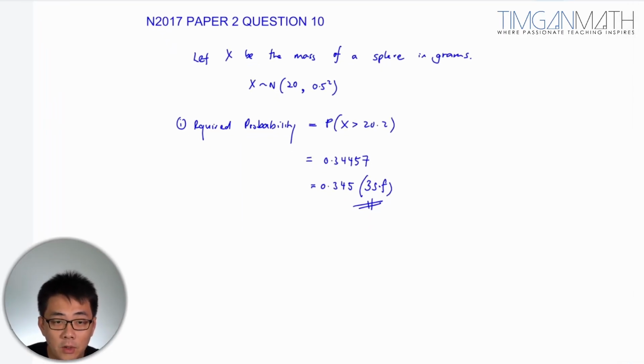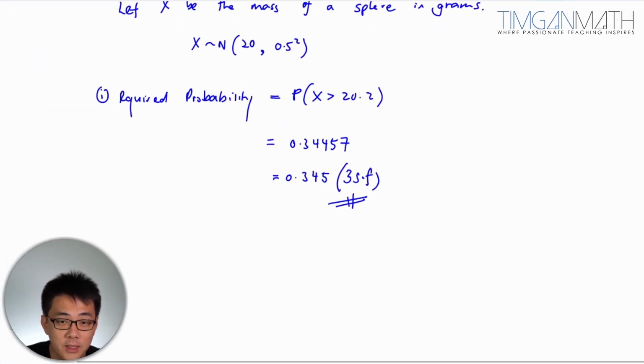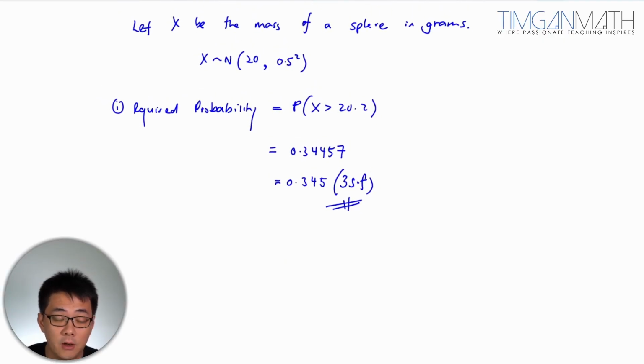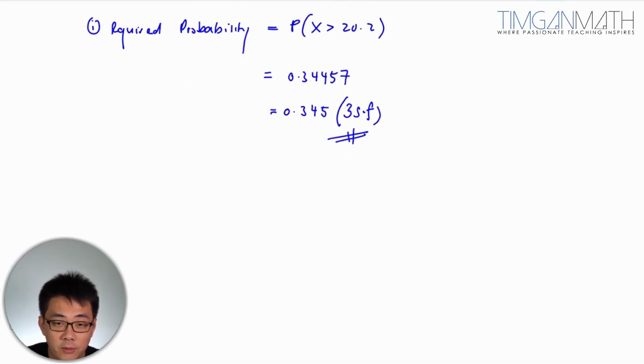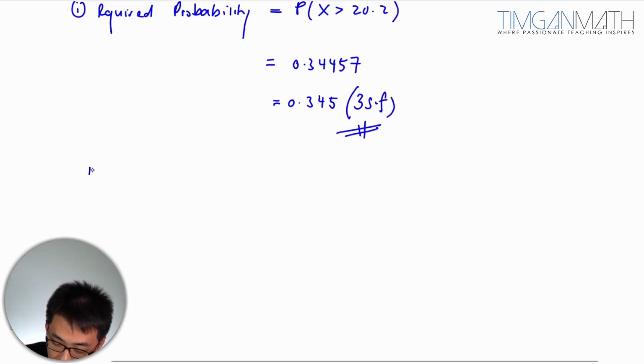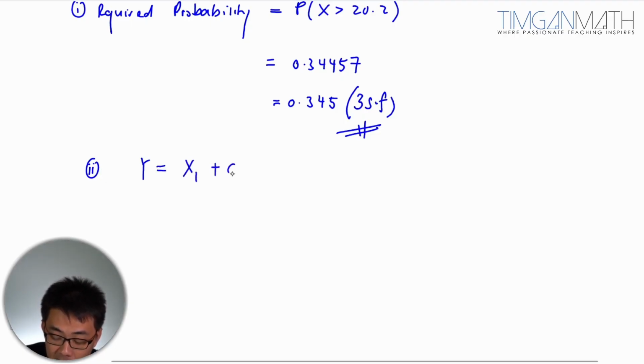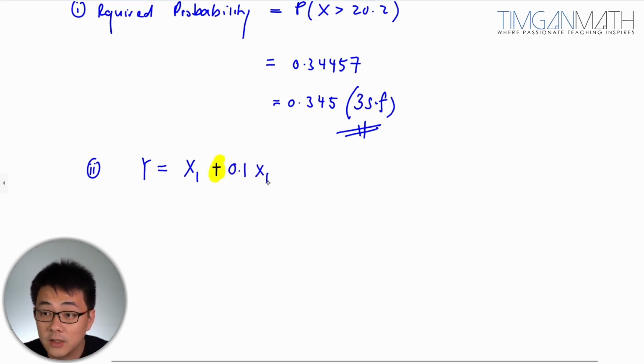For the second part, in order to protect them from rusting, the spheres are given a coating which increases the mass of a sphere by 10%. Find the probability of the mass of a coated sphere. So the coated sphere will be increased by 10%. It will just be x1 plus 0.1 of x1, so this should be 1.1 x1, instead of x1 plus 0.1 x2.